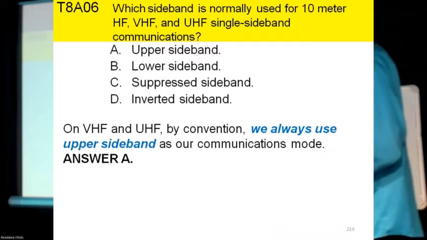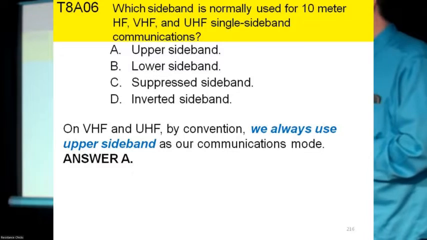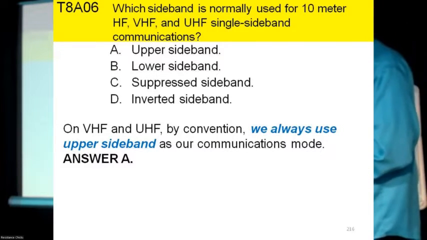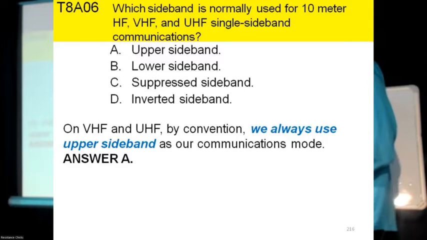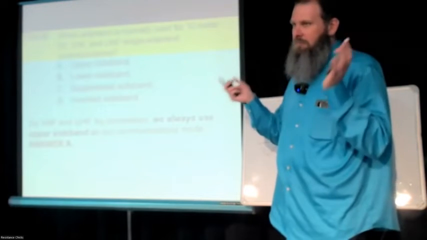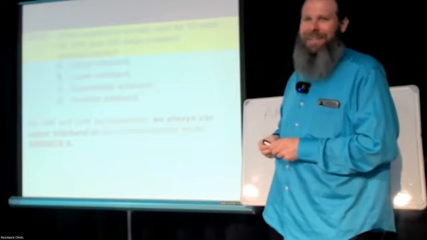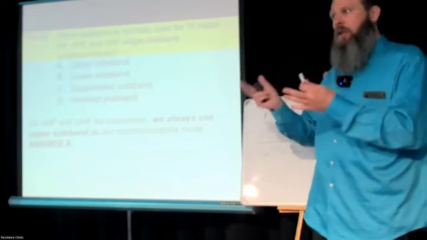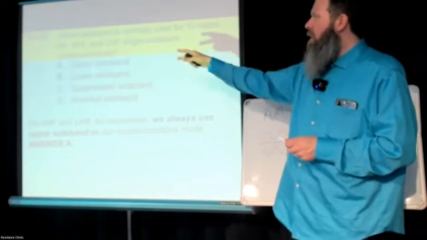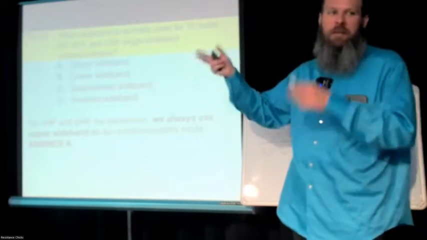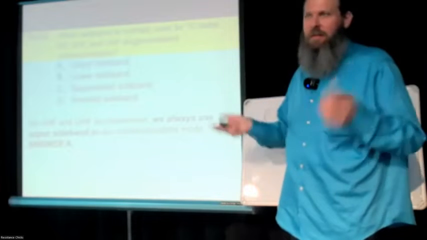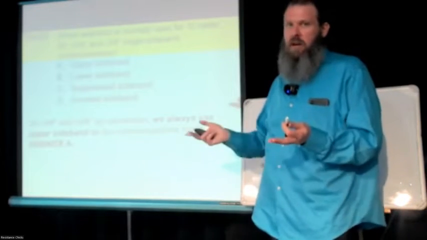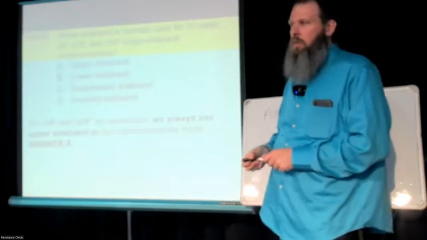Which sideband is normally used for 10-meter HF, VHF, and UHF single sideband communications? It's upper sideband. Why? Because it is. Remember, this is like the gentleman's agreement. We're going to use upper sideband here, and we'll use lower sideband elsewhere. That's why it is, so you just need to know that. There's no trick or rhyme or reason. It's just because that's what was agreed upon.